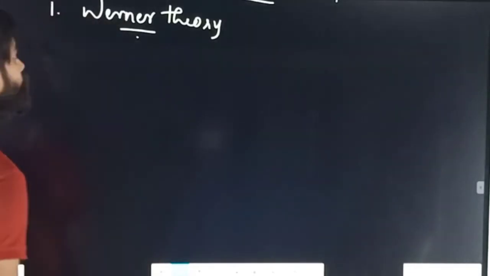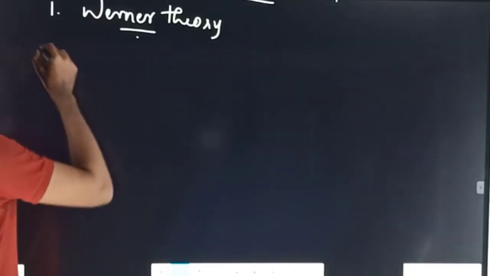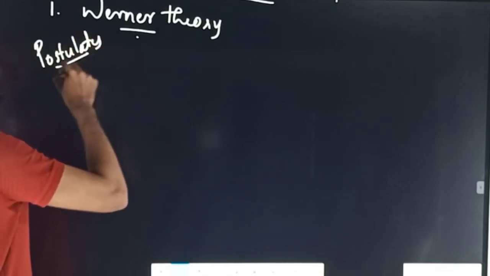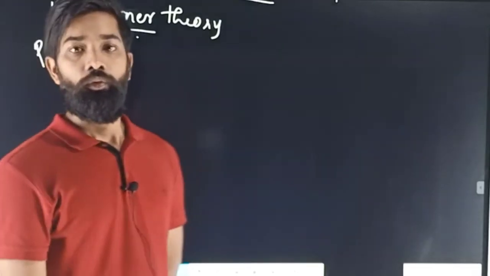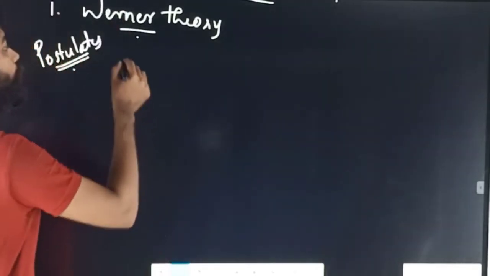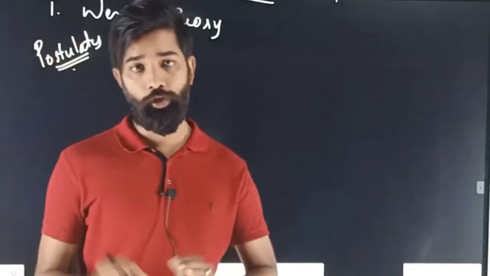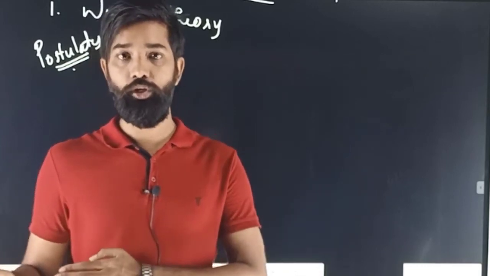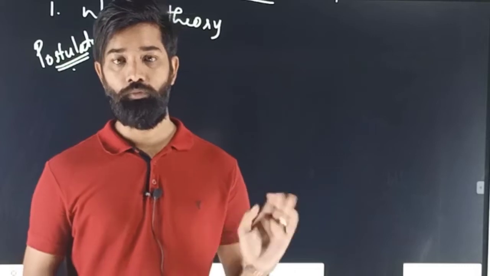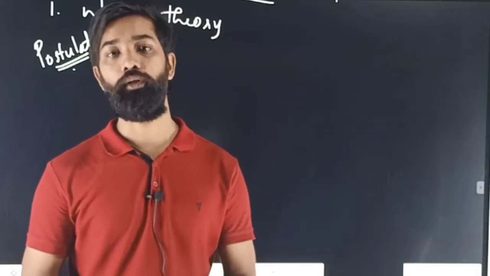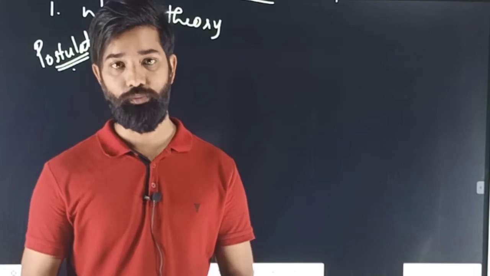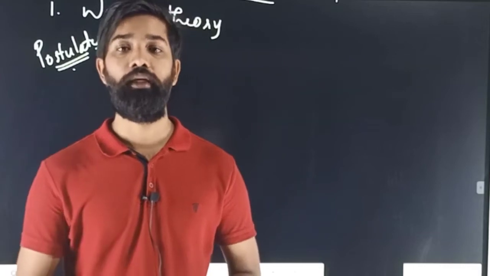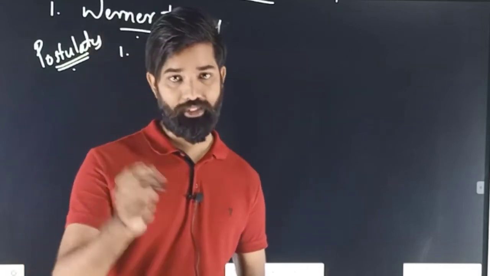So the first postulate: in a coordination compound there is a central metal. This is the first theory introduced in the case of coordination compounds, Werner theory. In a coordination compound, the central metal possesses two different types of valencies. The first one is primary valency and the second one is secondary valency. That is the first postulate.